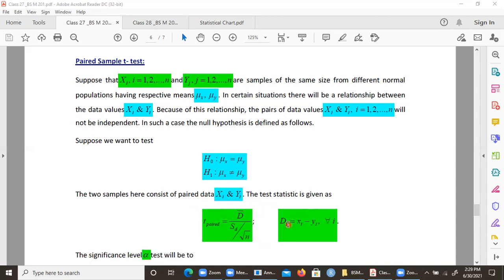In this test, we use this kind of test statistic, where capital D bar is the deviation of the two observations. Suppose for person i, xi is the value of the person against some parameter in the pre-test, and yi is the value of the same person against that parameter in the post-test. So we are going to find the difference between these two. This difference may be positive, this difference may be negative.